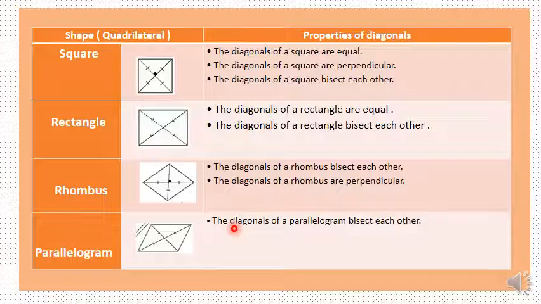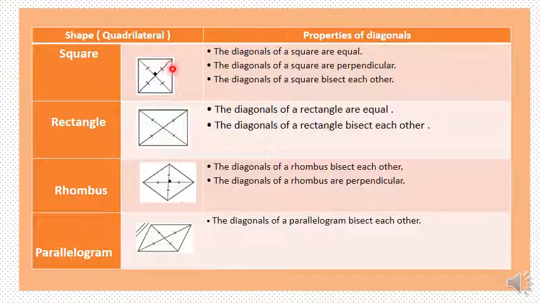We notice that the common property among the four quadrilaterals is that their diagonals bisect each other. The diagonals of a square bisect each other. The diagonals of a rectangle bisect each other. The diagonals of a rhombus bisect each other, and the diagonals of a parallelogram also bisect each other. So these quadrilaterals have diagonals that bisect each other. They intersect at the same midpoint.